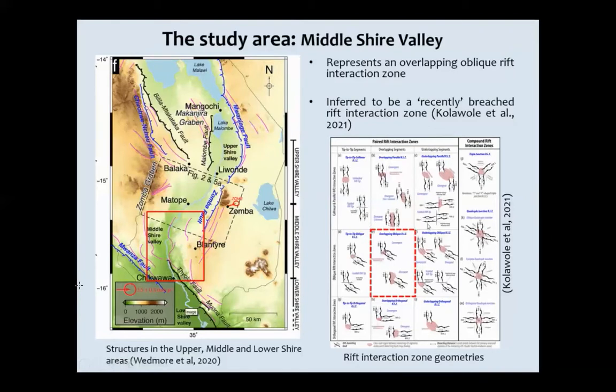Based on the work by Kolaole and others, we can see different geometrical representations of the interaction zones. Our study area is described by this work as an oblique overlapping zone represented by these geometries. And what we see in this map is that we have part of the Malawi rift trending in the north-south direction, in the north in the upper Shire, for example, and then the Shire Valley has a major trend of northwest-southeast, and the middle Shire is found in between these two zones. So the middle Shire tries to bridge, to merge the two segments of the rift through this oblique interaction zone.